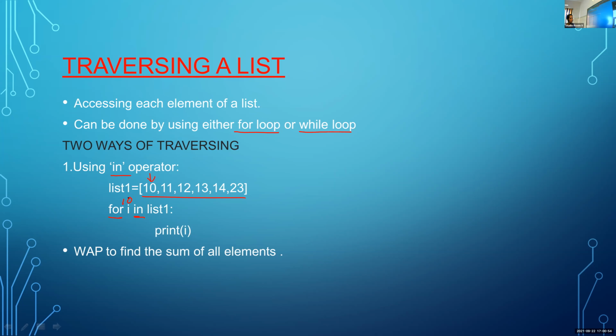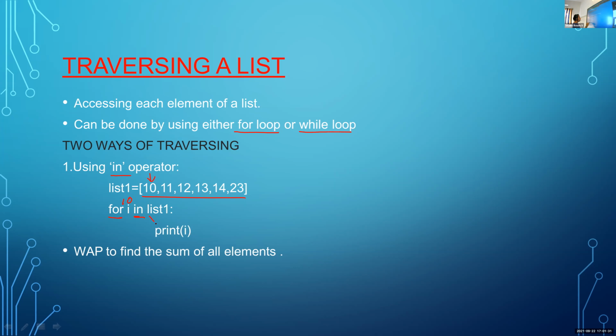This is the first method for traversing a list. We move from the first element to the last element of this list. The first value is accessed, then the second, the third, the fourth, the fifth, and the sixth. That is traversing. We are just accessing each and every element of a list. The first value, 10, is assigned to i.